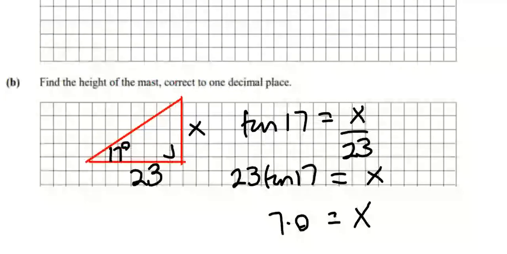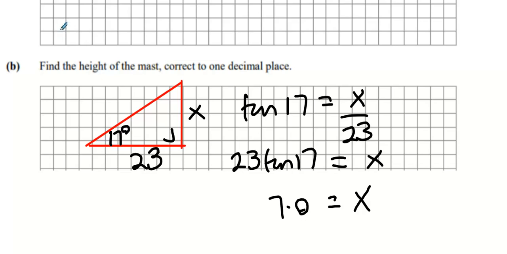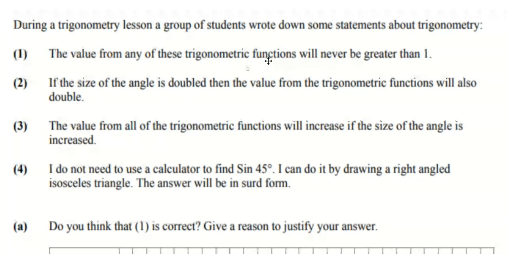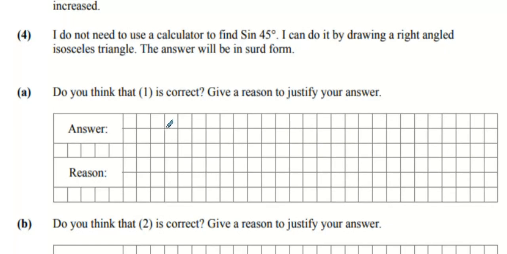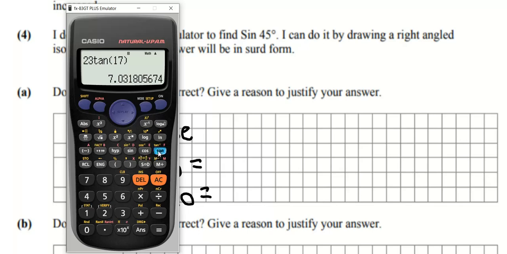I think it's 3B, is it? Or 2B? 2B. Okay. During a trigonometry lesson, a group of students wrote some statements about trigonometry. The value of trigonometric functions will never be greater than 1. Okay. The answer is false. Let me explain. What's tan 50? And what's tan 70 in your calculator? Any tan over 45 degrees is bigger than 1.